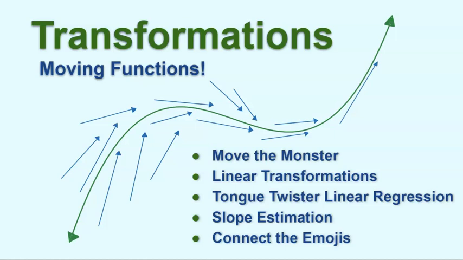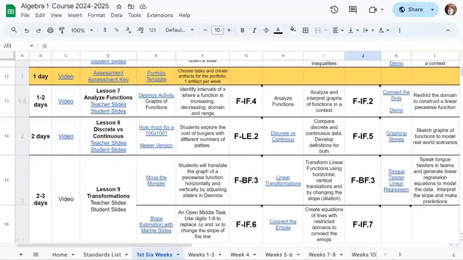So now we should be into day 2. You may not be able to finish your tongue twister linear regression activity in one day. It may have to spill over into day 2, or for some of you, if you're not on a block schedule, day 3 even. But the last 2 are not as long, or shouldn't be. The next one is a slope estimation activity in a Desmos activity.